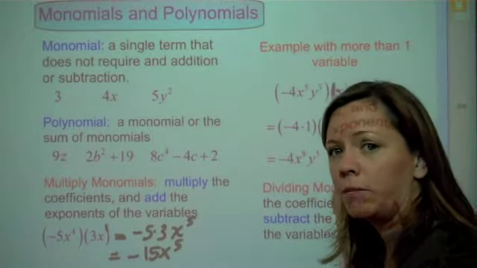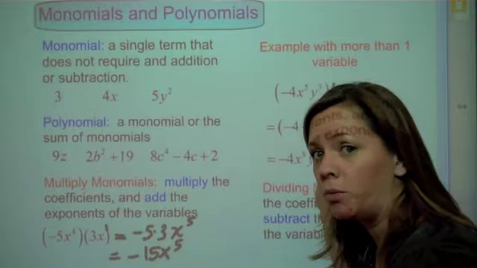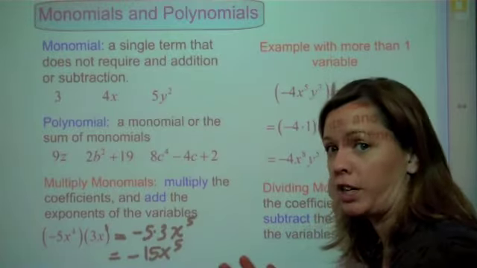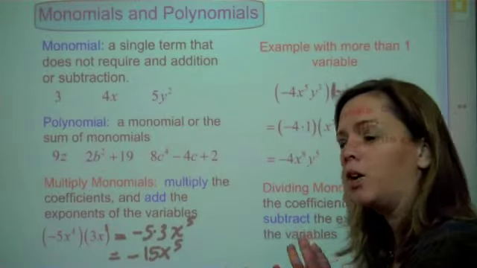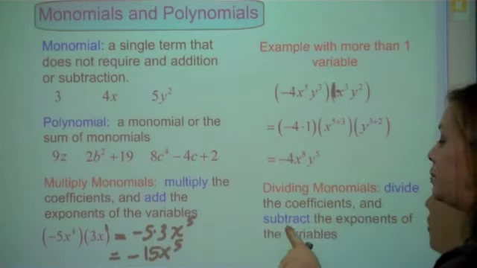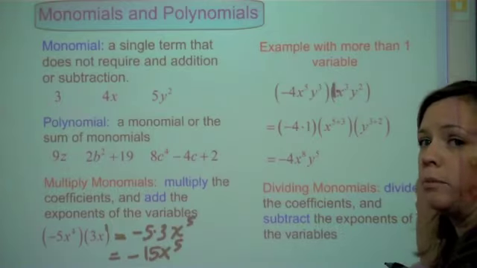Now let's just talk quickly about general rules for dividing. When you want to divide two monomials, and this is only true when you're working with monomials, the rules change a little bit when you have polynomials. But when you want to divide two monomials, you want to divide the coefficients, and then you want to subtract the exponents of the variables. So let's take a look at a few examples of division.